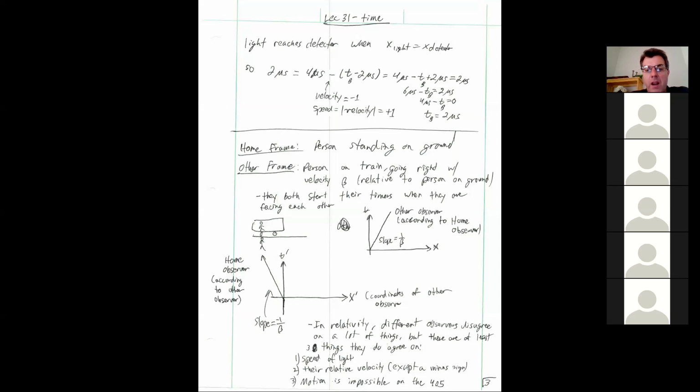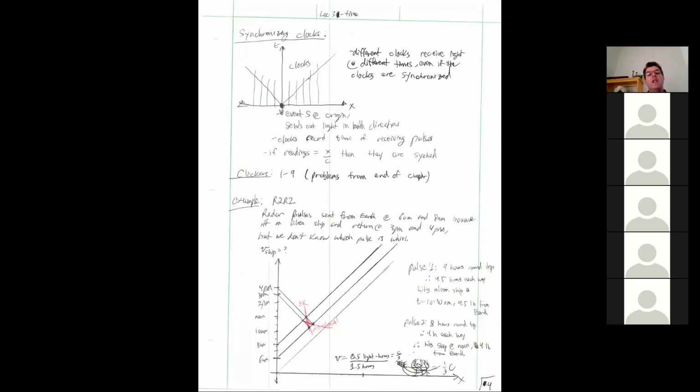The person on the ground thinks that the train is moving to the right at 30 meters per second. And the person on the train thinks that the person on the ground is moving to the left at 30 meters per second. So they agree on the magnitude of their relative velocity. The only thing they disagree on is the sign. And then finally, of course, all observers in relativity agree that motion is impossible on the 405 freeway.